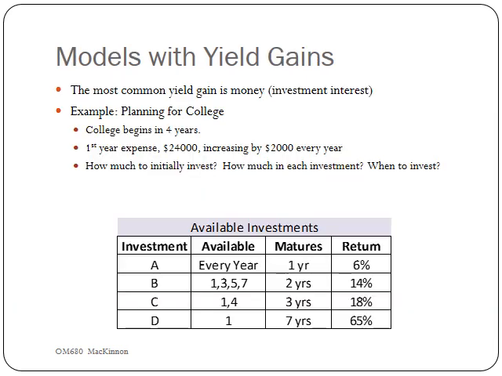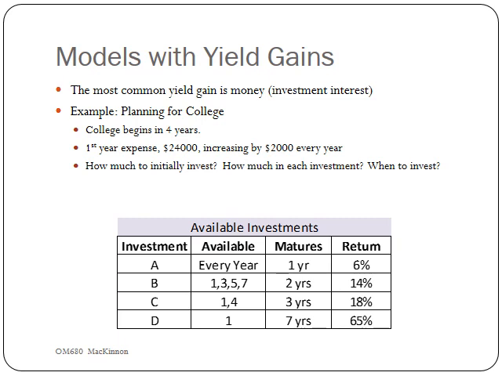You can actually have yield gains, and the most intuitive example of a yield gain is with money. Investment interest, for example. So in this particular example, we're going to use planning for college. College begins in 4 years. The year one expense for college is going to be 24,000, increasing by 2,000 every year. The questions that we have to decide is how much to invest initially and how much in each investment and when to invest.